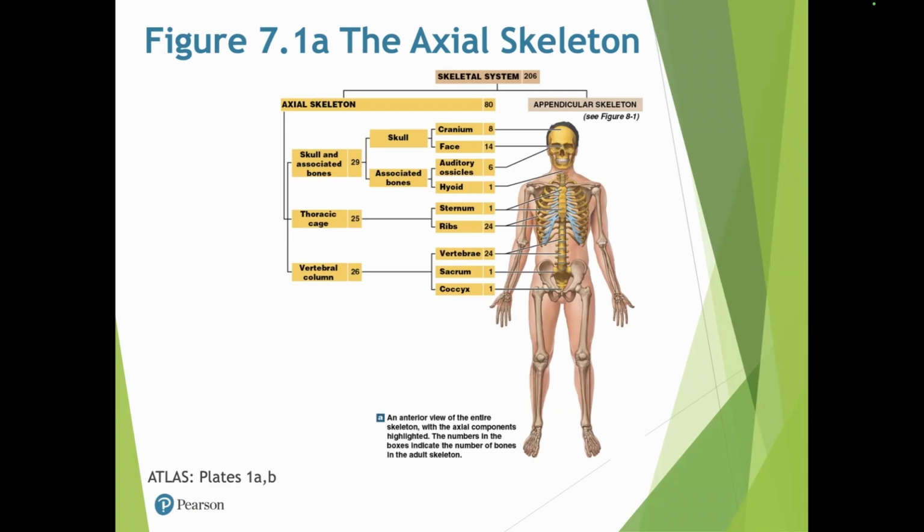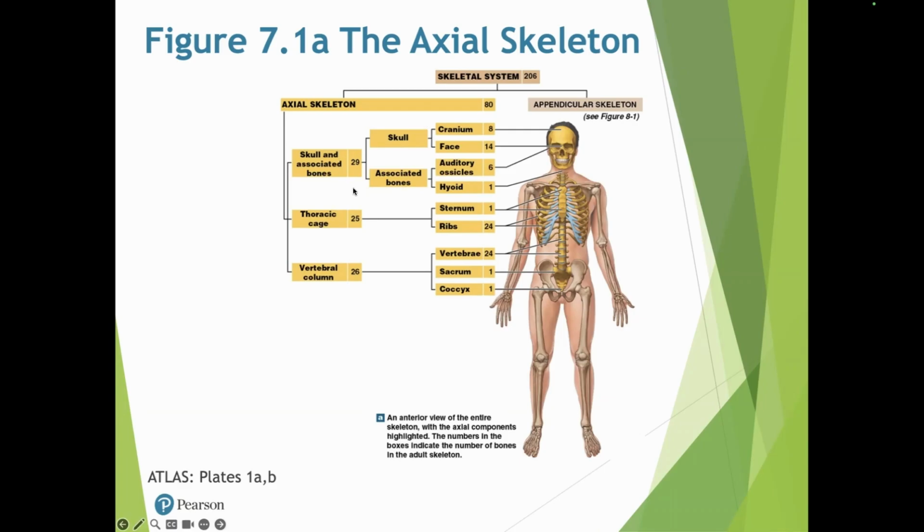So this is a nice little breakdown. You're going to see this probably on both of the PowerPoints, on both of the videos. So you can see here the breakdown between the axial skeleton, and then you'll see the appendicular skeleton in the next set of figures. So the axial skeleton, 80 bones, right? For the entire skeletal system, 206 bones. And I guarantee you're going to get tested on that. So the axial skeleton, 80 bones.